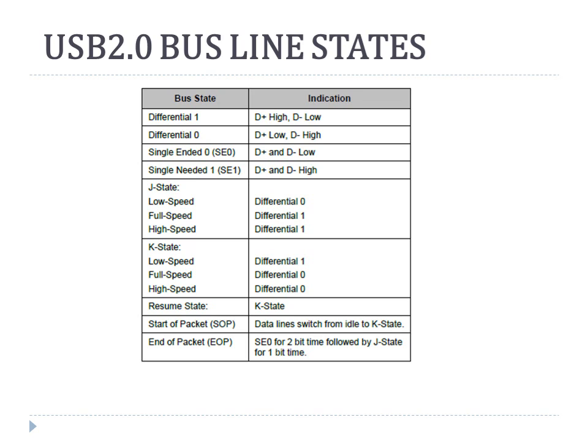And there are specific characters for start of packet and end of packet. A start of packet is done by switching from idle state to K state, that's from a J state to K state, and the end of packet is demarcated by SE0 followed by 2 bits of J.